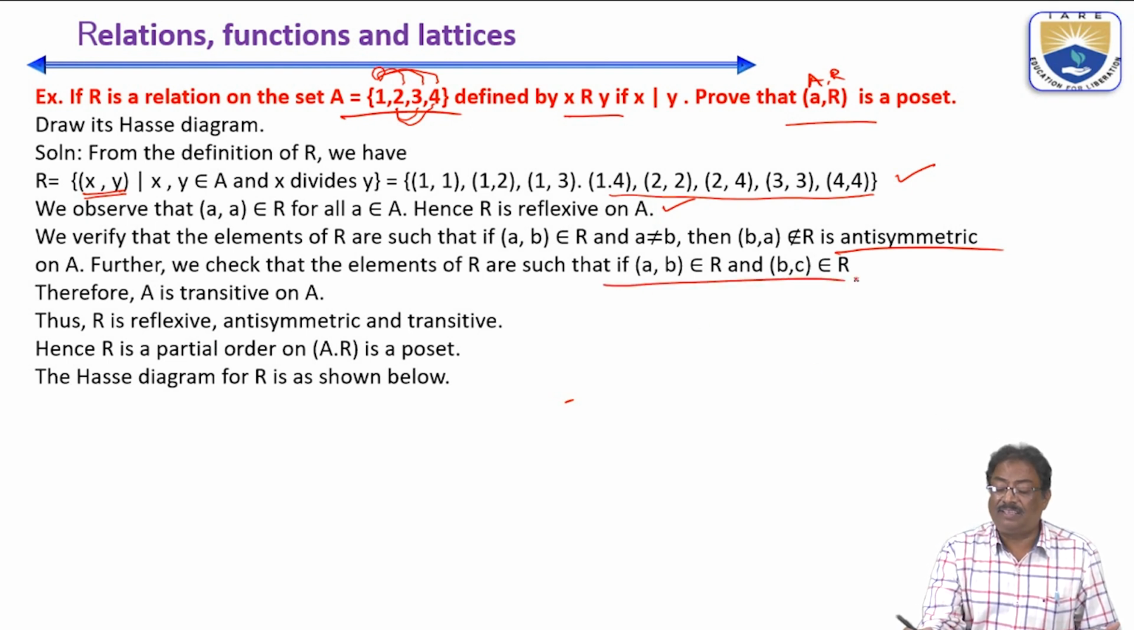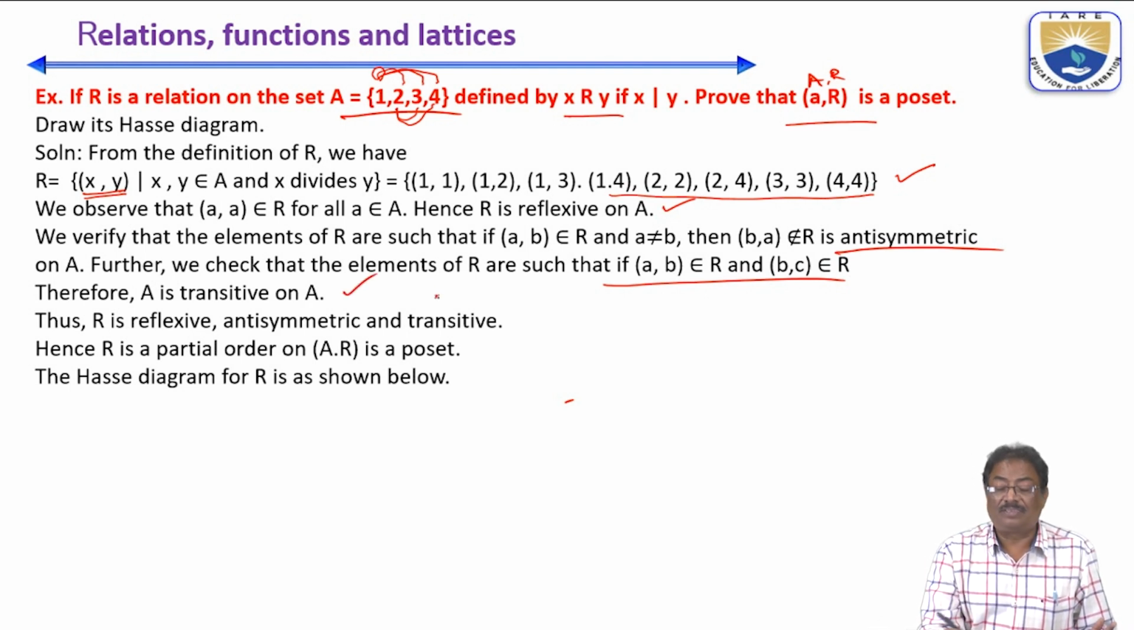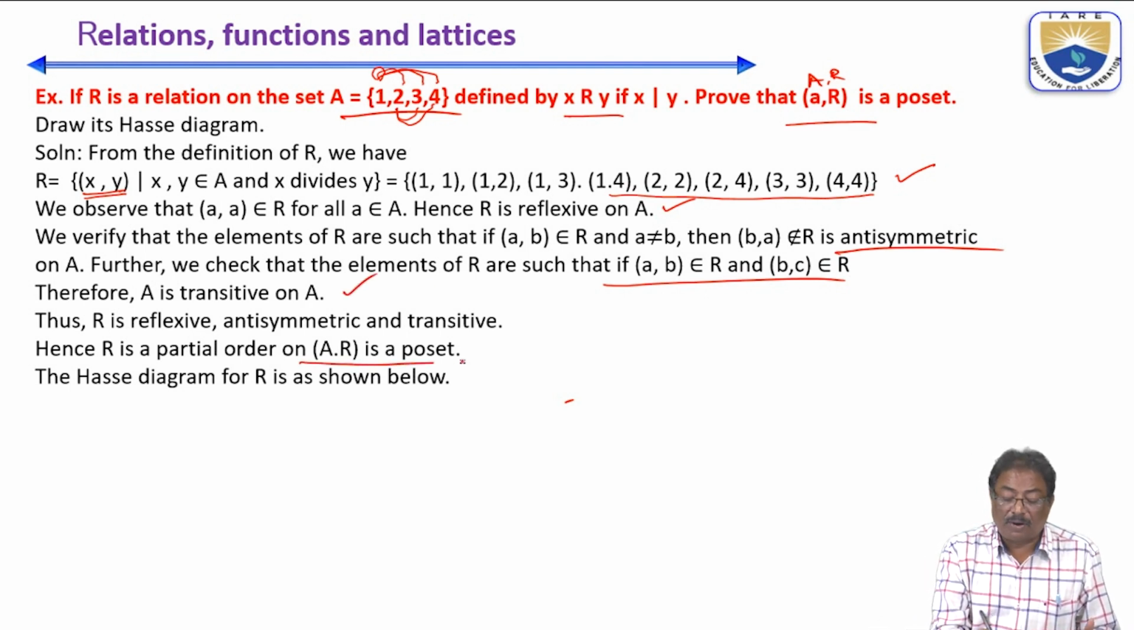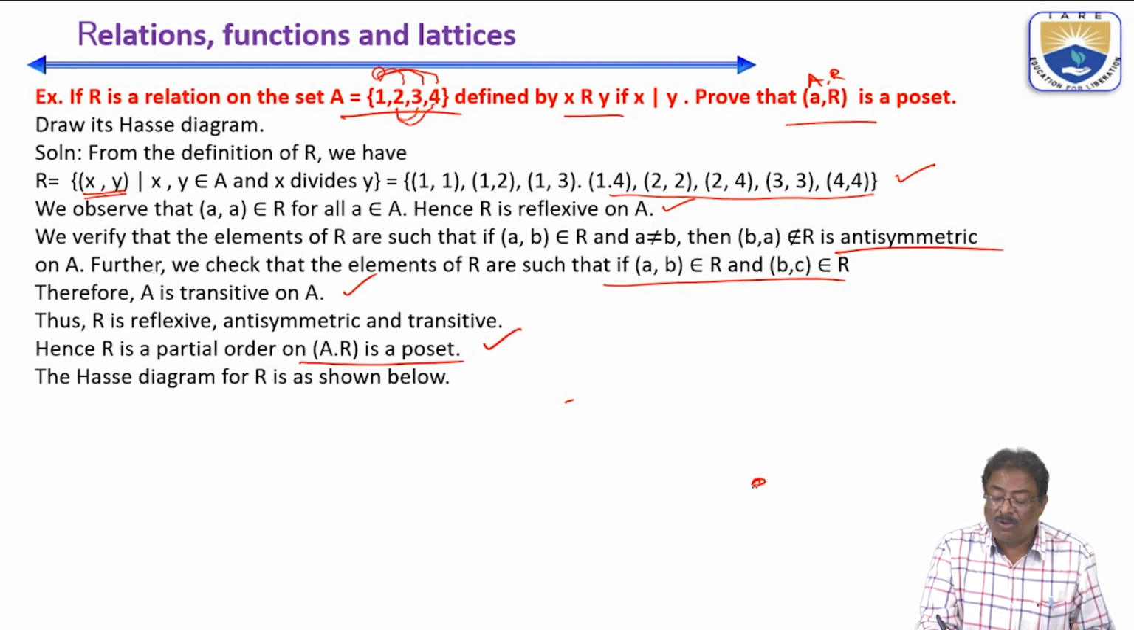And transitiveness is: A divides B and B divides C, automatically A divides C. So it is also transitive. So we can say that it is a partially ordered relation, and we are saying that it is a poset. Now let us go for the Hasse diagram for this.